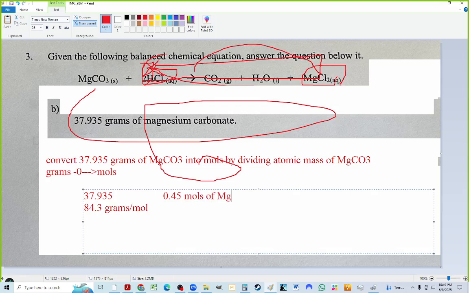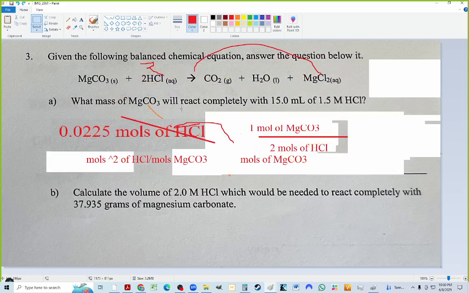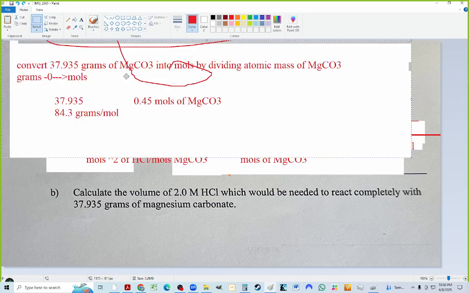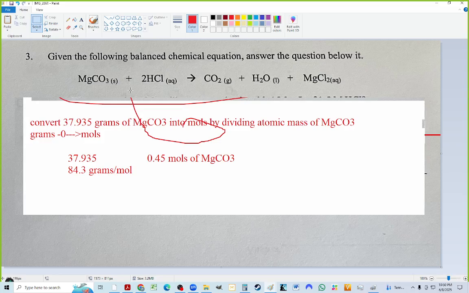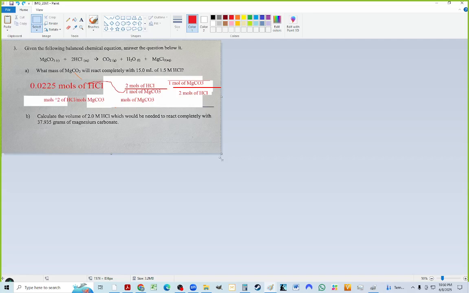I'll put that in my calculator now. That equals 0.45 moles. Yep. That's right.